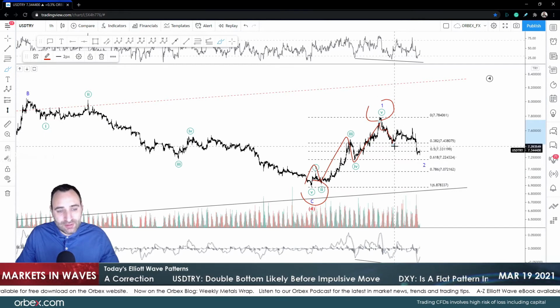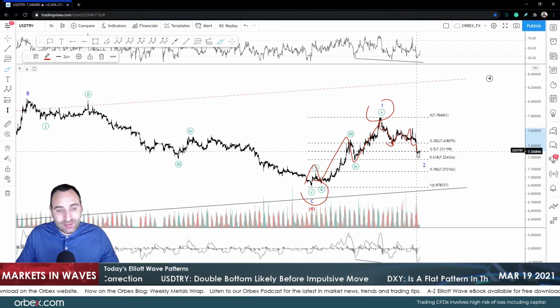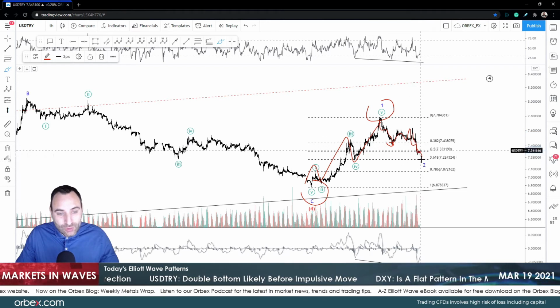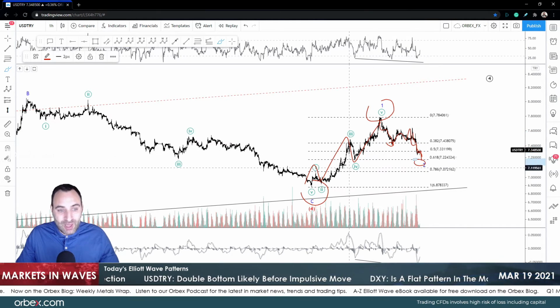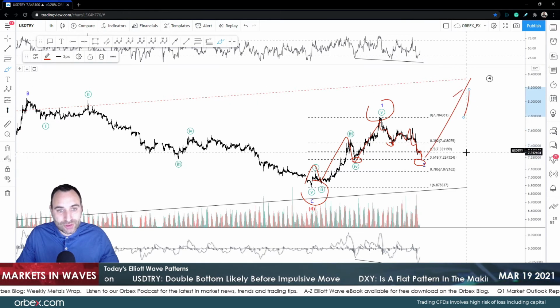So far, we've done another wave over here, A on the downside, and we've done an ABC. And now it looks like we're going to go for another leg down, because we've got 1, 2, 3, and 4, and we're missing wave 5. Perhaps we could get a nice double bottom over here around 7.22 and then continue higher.